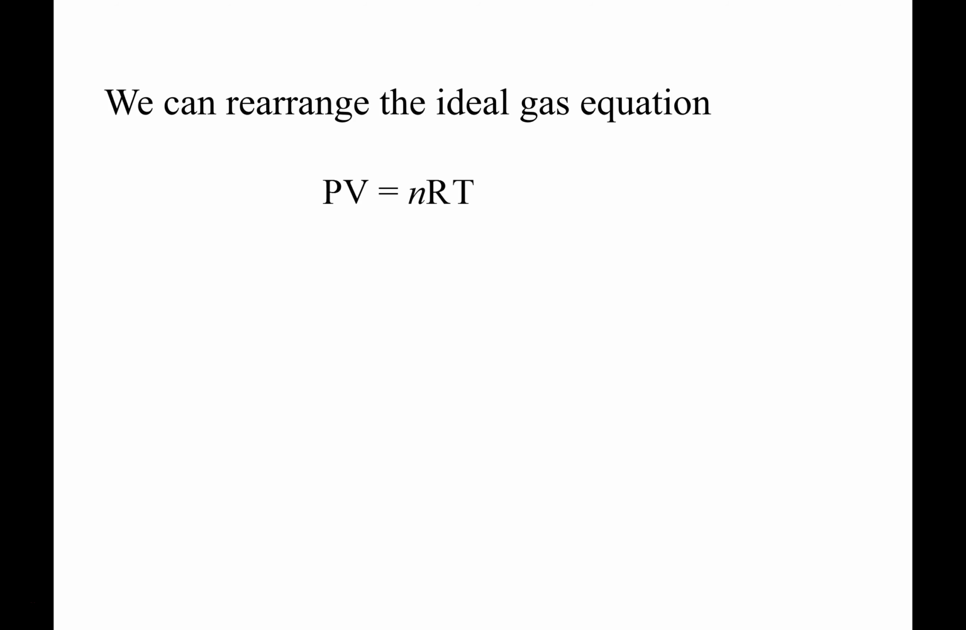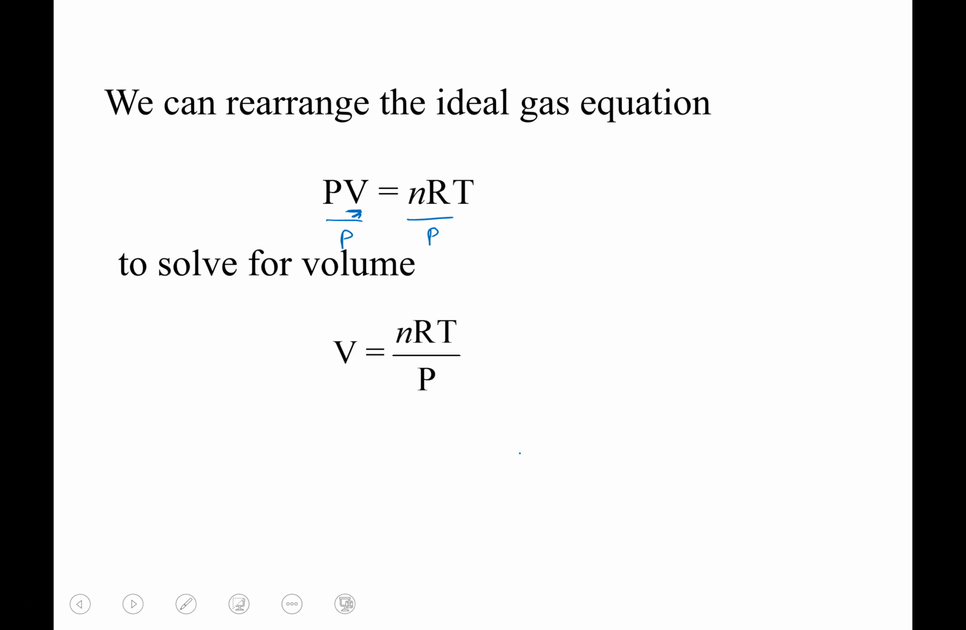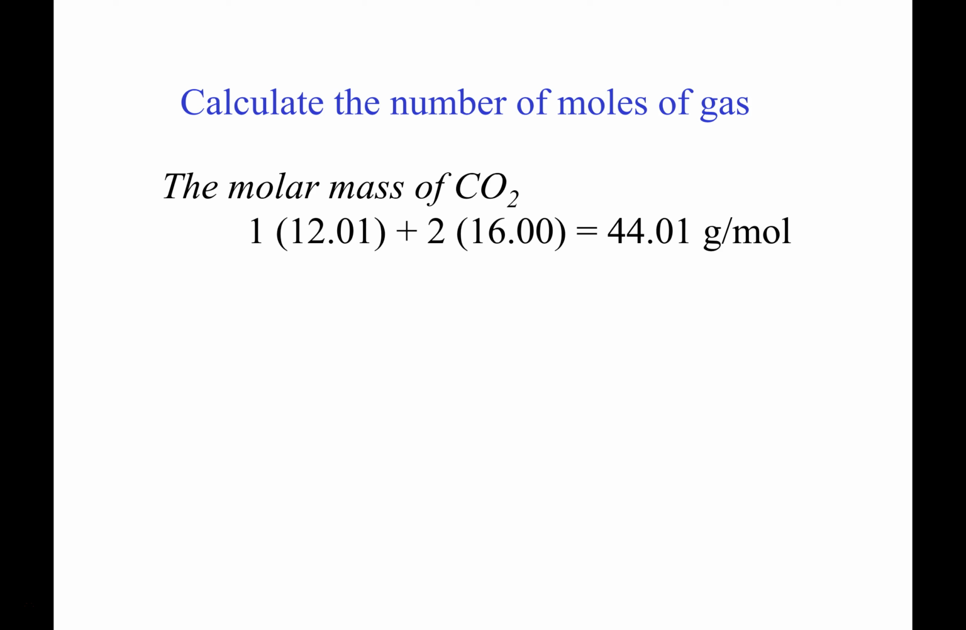Here we go. So let's go ahead and rearrange this, solving for volume. In this case, I divide both sides by pressure and I get this relationship. I say volume is equal to nRT over P. And then I'm ready to plug into my nRT over P. So let's go ahead and knock out n, if that's okay with you.